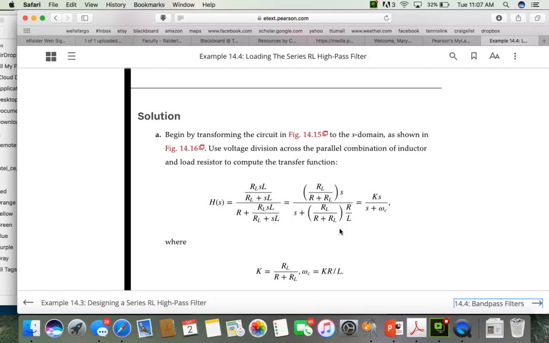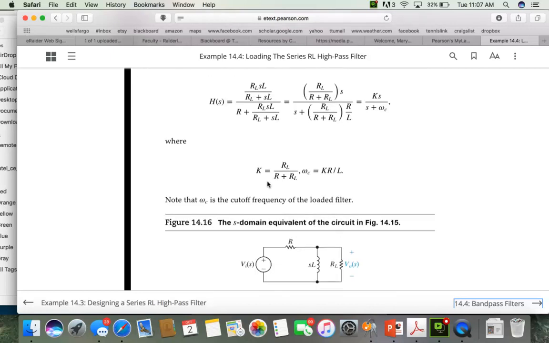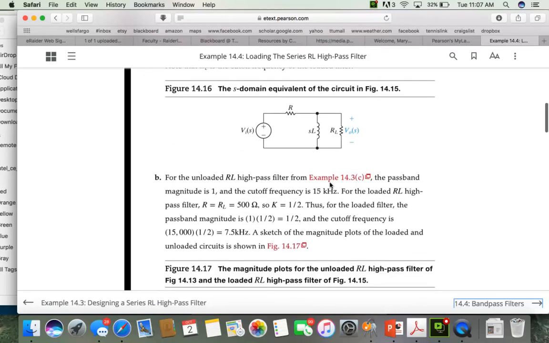Then they hook it to a load and never took into account that you're going to have a loaded filter, and that's going to then impact your cutoff frequency and give you a different plot than you would expect. So K and omega C then are both affected by the loaded filter.